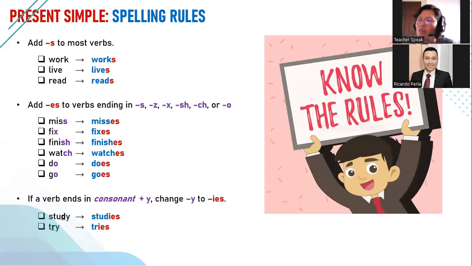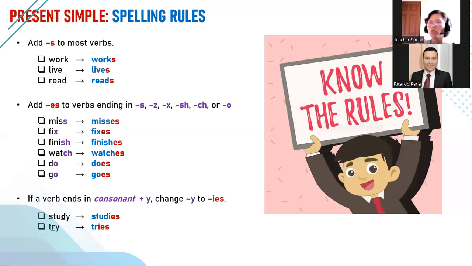If a verb ends in consonant plus y, change y to ies. For example, study, change to studies. Try, change to tries. Okay, very good. Now, if you see, those are three different simple rules, okay? How do I say it? ¿Cómo lo veo yo? Like this, Ricardo.